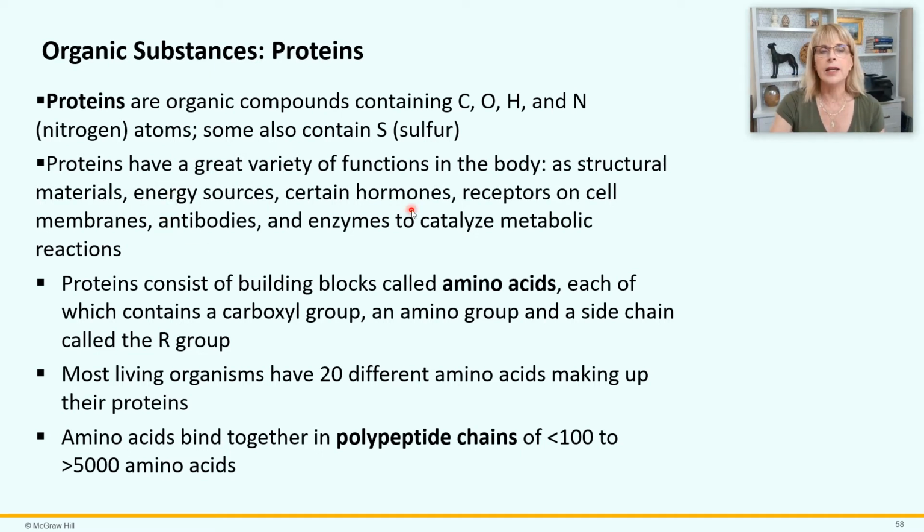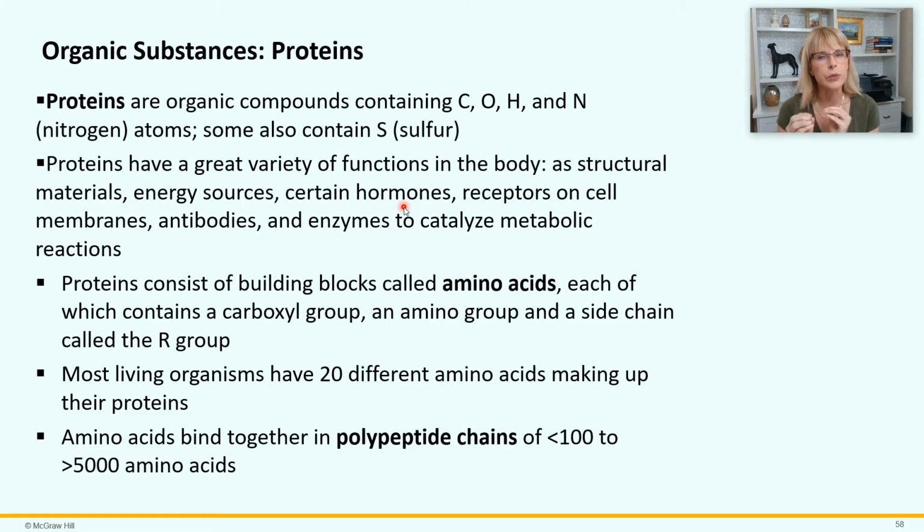So what are they? Let's see. They're very important structural materials. The strength of your bones is because of proteins in your bones. Your tendons and your ligaments are made out of protein. They are energy sources. That's not their primary role. But if we take in more protein than we need in a given day, your body will use that for energy, all right?